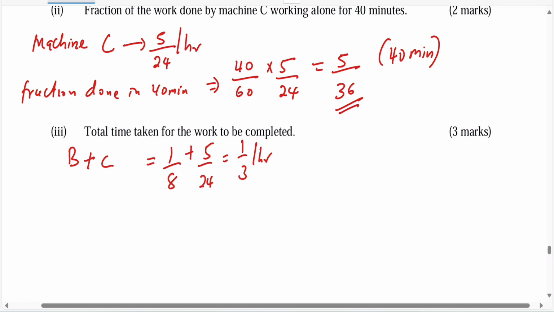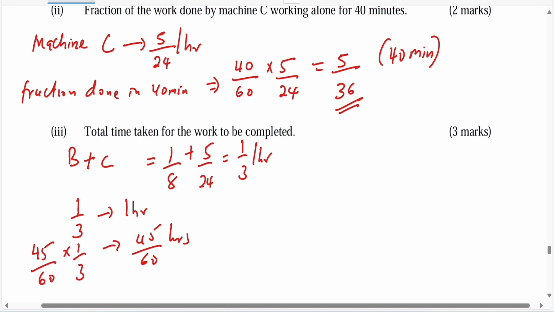So remember, B and C continued the work after machine A broke down for 45 minutes. So wajiuliza kama in 1 hour waweza accomplish a third of the work. Then you ask yourself, what about those 45 minutes, which is 45 out of 60 hours? So just do the same scenario. So 45/60 times a third, and how much does it give you? It gives you a quarter.